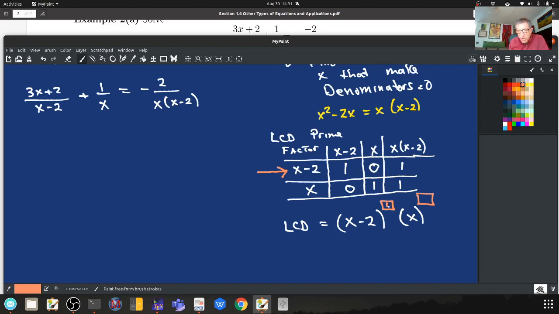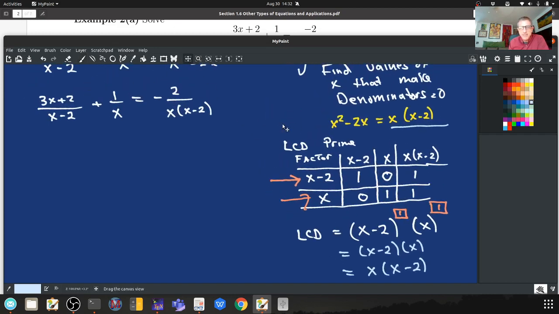So that's 1. When I look now for this box here, I look in my x row and I take the largest value. So my LCD is equal to x minus 2 times x, or if you prefer to write it as x times x minus 2, which actually turns out to be the factorization of our second denominator. So we found the LCD.